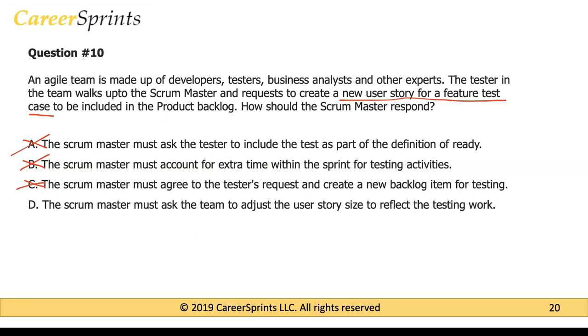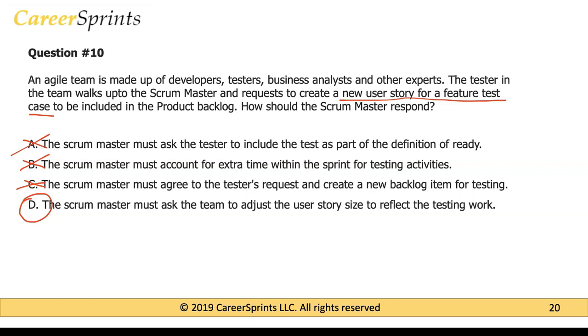Option D obviously is the correct answer. The Scrum Master must ask the team to adjust the user story size to reflect the testing work. Obviously the size of the story has changed because there is now more work added to the story, and hence the team would need to adjust the user story size, maybe increase its size, to reflect the testing work. So option D is going to be the correct answer.